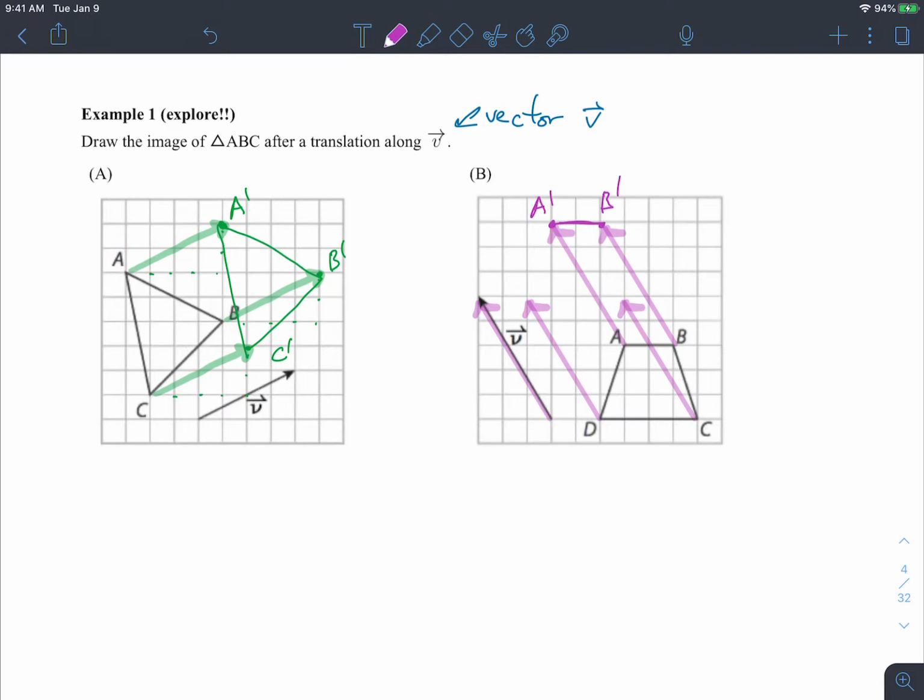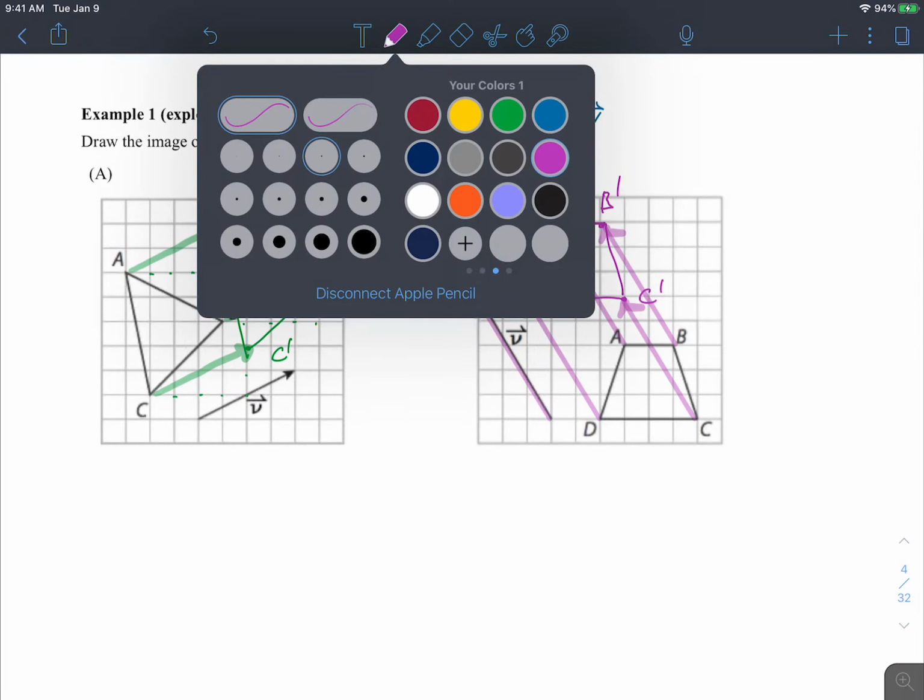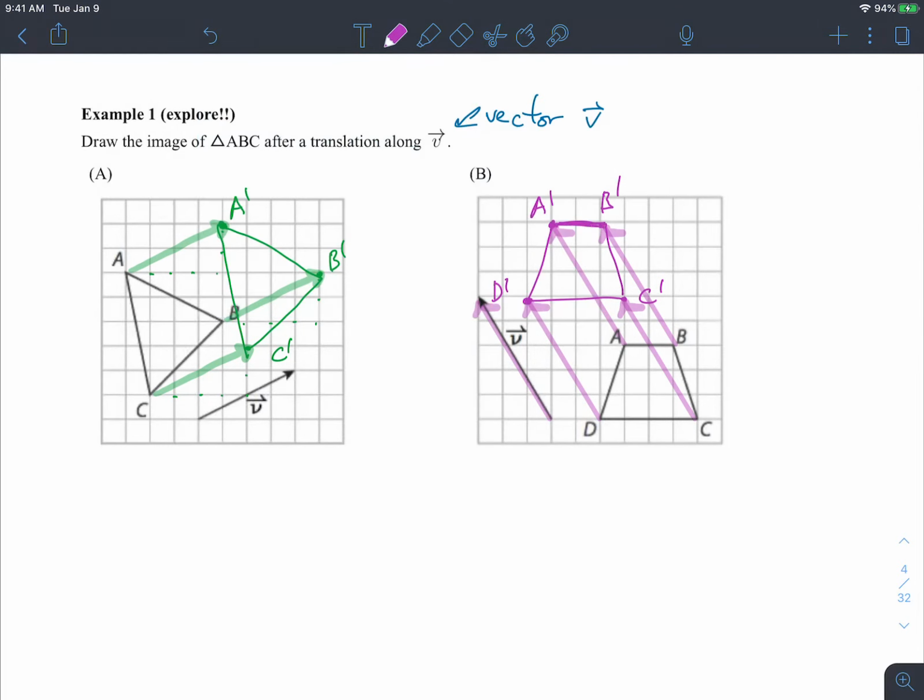So it goes like this, right? And this right here is a D prime, and that right there is a C prime. If you connect those points like this, that's the shape that we get. Perhaps I should do it a little thicker. There you go. Right? All right.